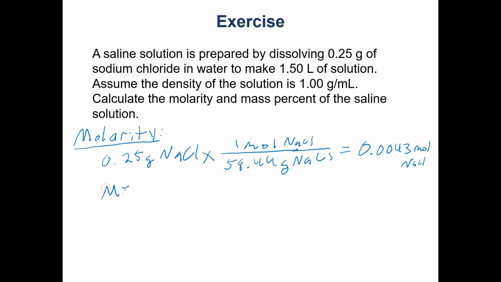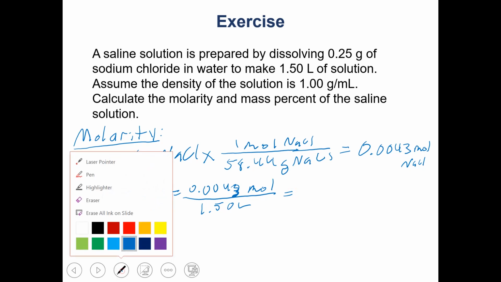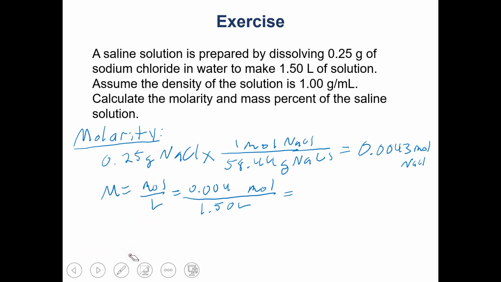To calculate molarity, we take the 0.0043 moles that we just calculated divided by 1.50 liters. And if we divide that out, we come out with 0.0029 molar sodium chloride.